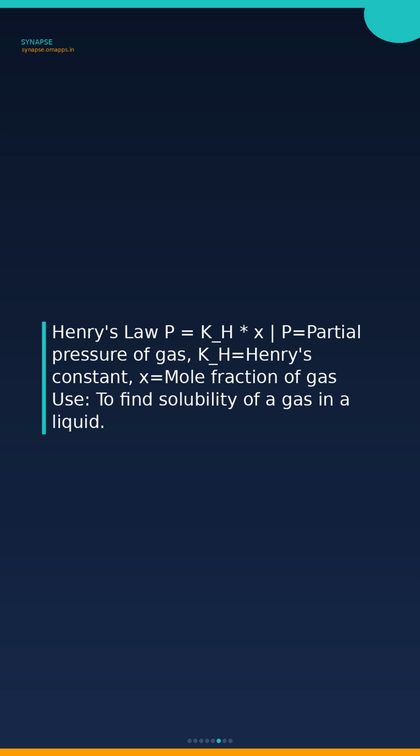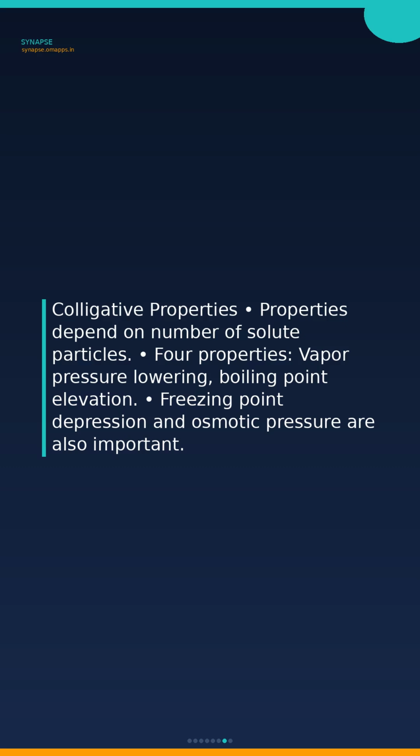Step 1. Use the formula delta T_F = K_F * m, where m is molality. Step 2. Rearrange to find m = delta T_F / K_F = 1.62 / 4.9 = 0.33 moles per kilogram. Step 3. Molality equals moles of solute per kilogram of solvent, so moles of solute = 0.33 times 0.025 kilograms = 0.00825 moles. Step 4. Molar mass = mass of solute / moles of solute = 2 grams / 0.00825 moles = 242.42 grams per mole. So, the molar mass of benzoic acid is approximately 242.42 grams per mole.